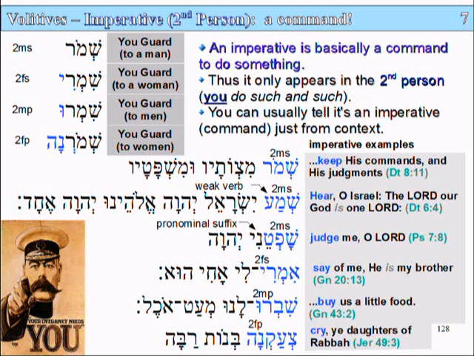It's a second person volitive. That is, it's speaking to somebody else directly. So it has the word you implied in it. You do such and such. It's a command. It's a strong word. And when we think of the commandments, it's this sort of thing, an imperative.